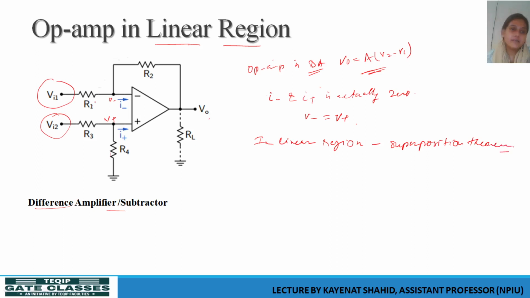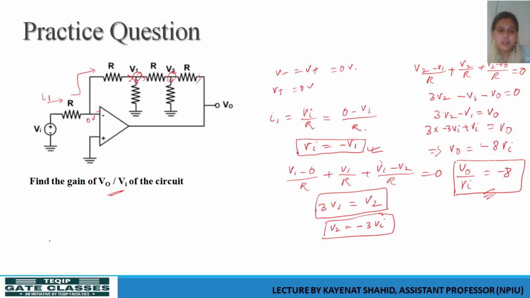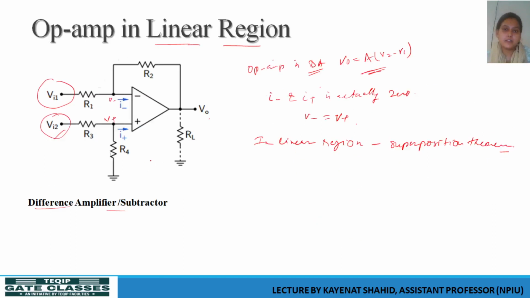And also we can use the formulas directly. One thing is, in superposition we first make the other source grounded and then we solve for the circuitry. Before going to that, let's solve it in a general way, how we are getting the output, and then we will be solving with the help of superposition.